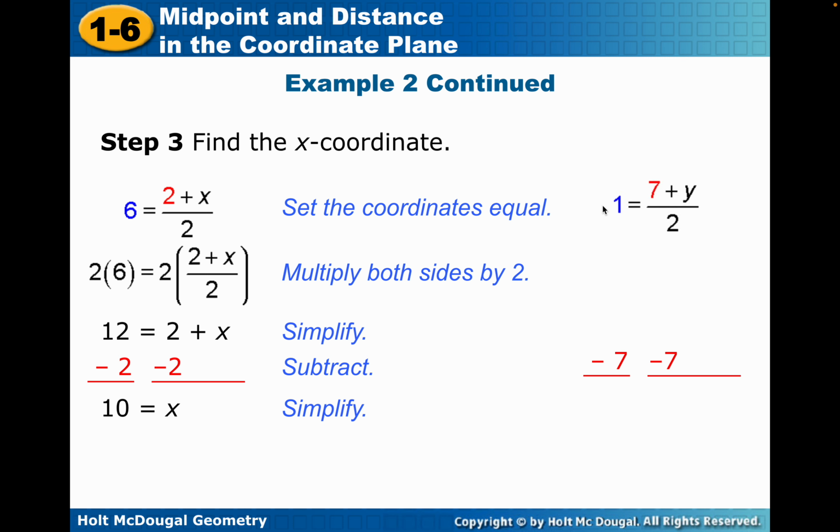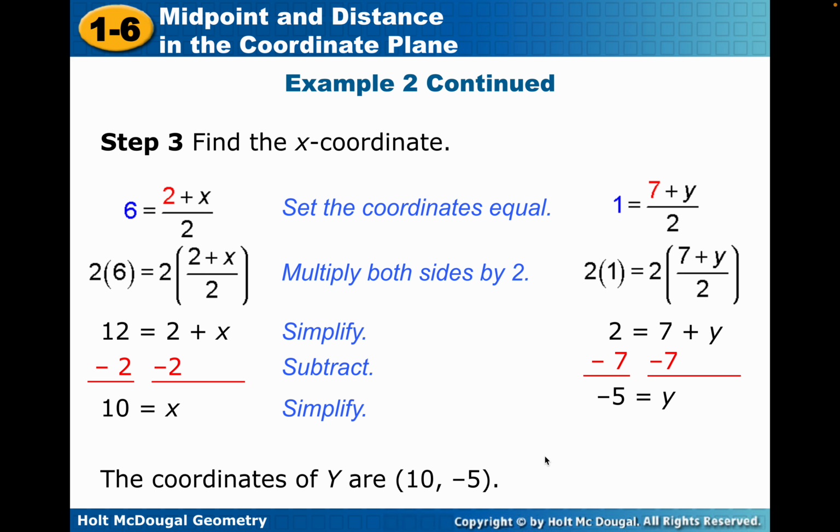All right, then let's go ahead and look at our y. So since our y value of the midpoint is 1, it's going to be 1 equals 7 plus y divided by 2. Okay, again, we got to multiply 2 on both sides. So when we do that, we get 2 times 1, and then our 2's cancel out on the right side. So that leaves us with 7 plus y. Okay, so if 2 equals 7 plus y, we got to subtract 7 to get y by itself. So therefore, our y is going to equal negative 5. Therefore, the coordinates of Y are 10, negative 5.